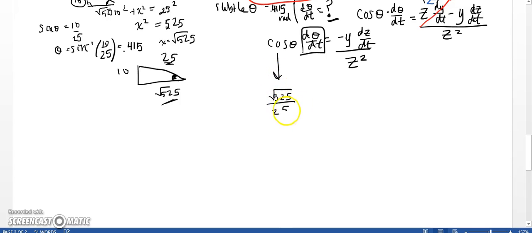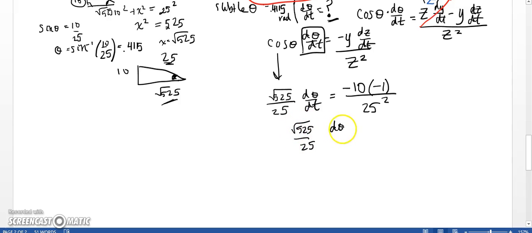Root 525 over 25 times d theta/dt, that's my unknown, equals negative y. Well, y was 10, because that's the height of the thing reeling the boat in, times dz/dt, negative 1. I'm plugging right into my table because that's the next step. I already differentiated. Now I plug everything in. z was 25, and I'm squaring it. All you have to do now is just kind of type things into your calculator, and you can do this. This is just arithmetic right now because we only have to get d theta/dt alone.